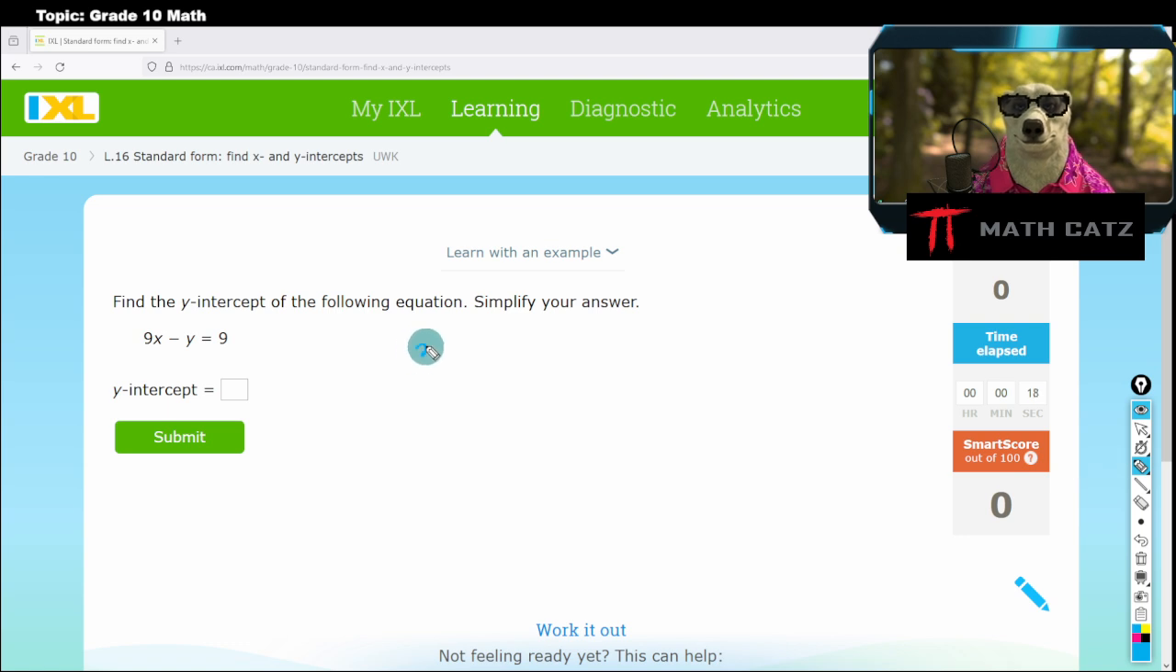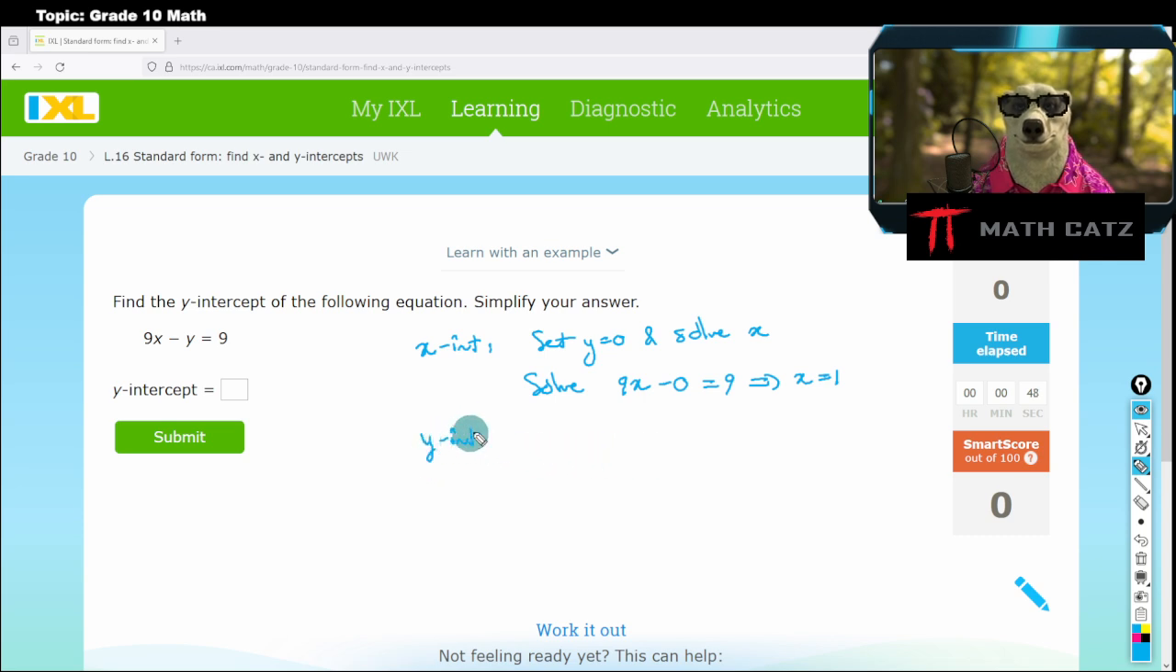So for the x-intercepts, we set y equal to 0 and solve for x. Let's do that. I know we'll do the y-intercept soon. So we have to solve 9x minus 0 equals 9. And hopefully at this stage, you can very easily see x is 1.